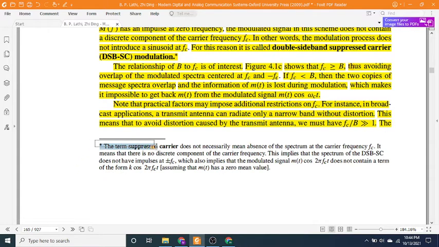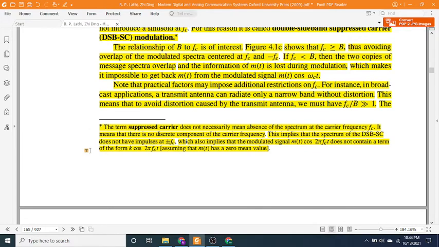The term suppressed carrier does not necessarily mean absence of the spectrum at the carrier frequency fc. It means that there is no discrete component of the carrier frequency. This implies that the spectrum of the DSB-SC does not have impulses at plus or minus fc, which also implies that the modulated signal m(t) cos 2πfct does not contain a term of the form K cos 2πfct, assuming that m(t) has a zero mean value.